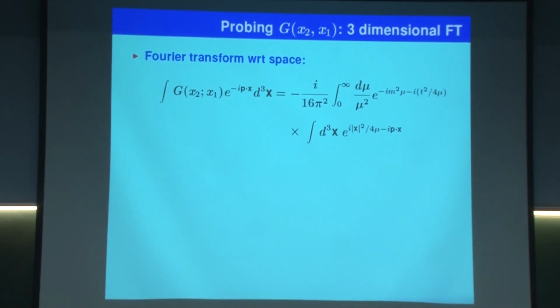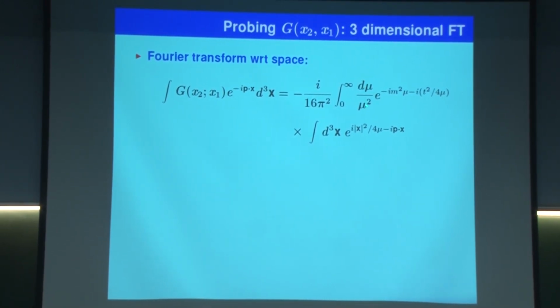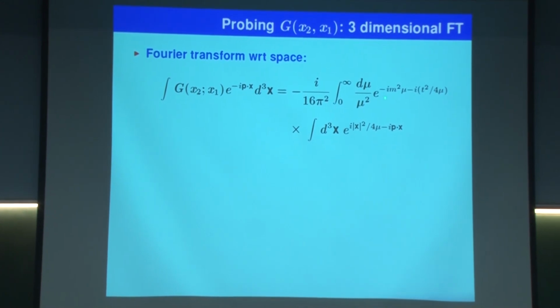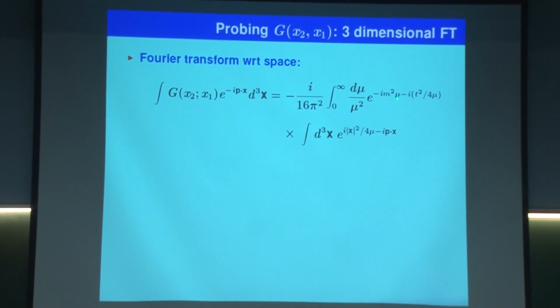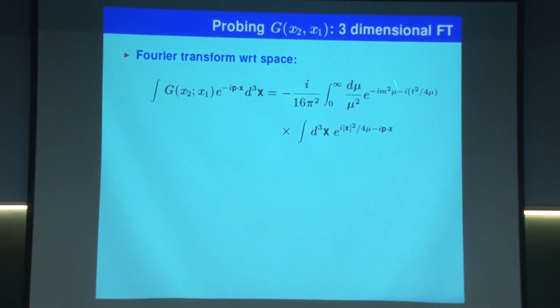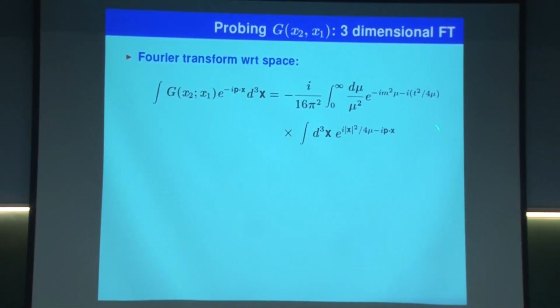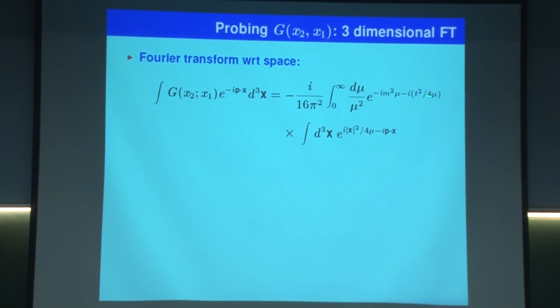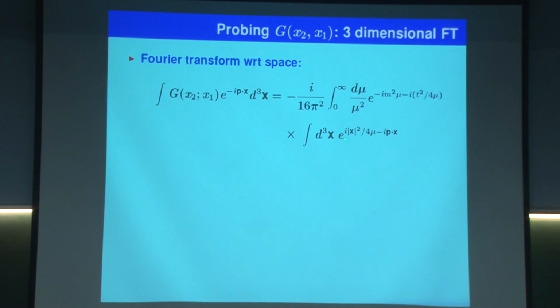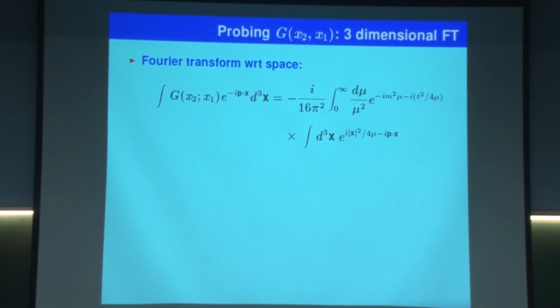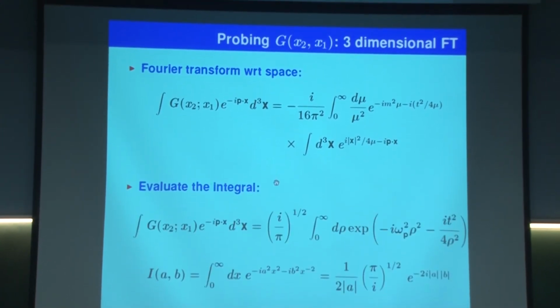So, you again go back and write down the integral representation for the Green's function, which is d mu over mu square e to the minus m square mu. I have sort of omitted mentioning i epsilon. You imagine that there is an i epsilon. Then you take the time part out and just keep the spatial part in, and then you do a Fourier transform. It is straightforward. You do that.